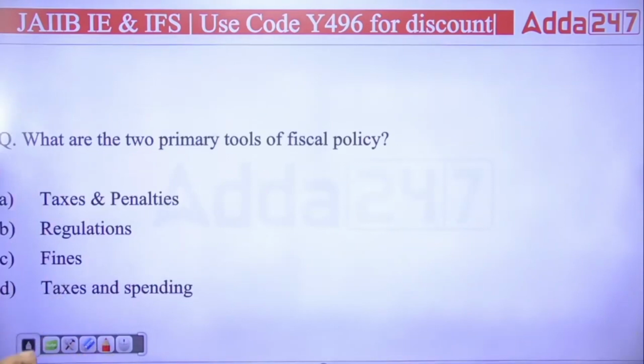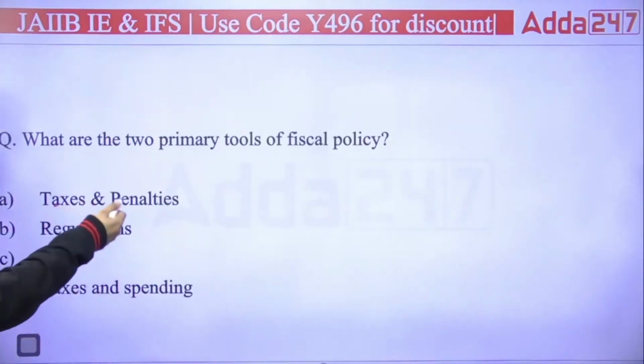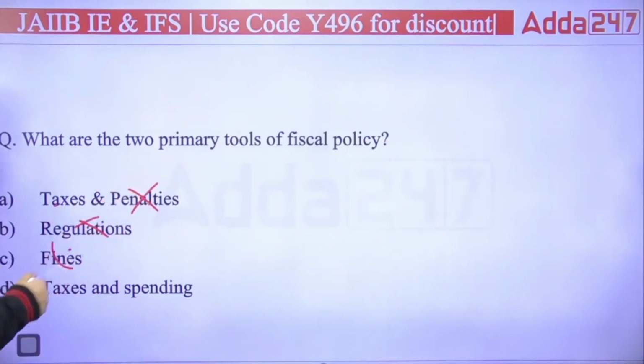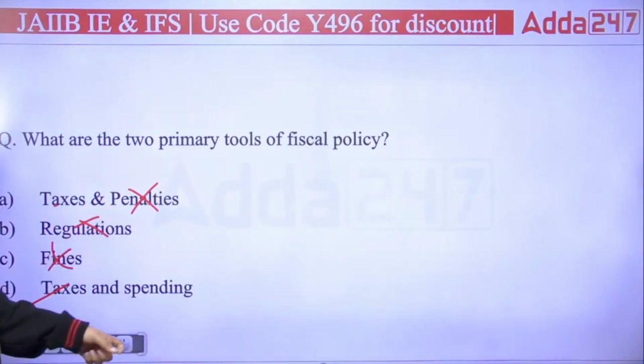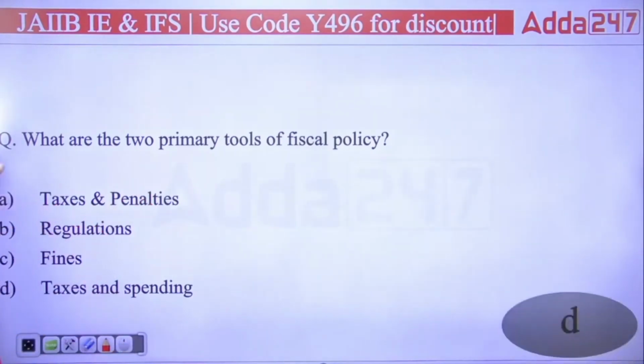Next. What are the two primary tools of fiscal policy? Taxes and penalties? No. Regulation, fines? No, it's taxes and spending, or taxes and government expenditure you can say. Both are the same. So the right answer is D.